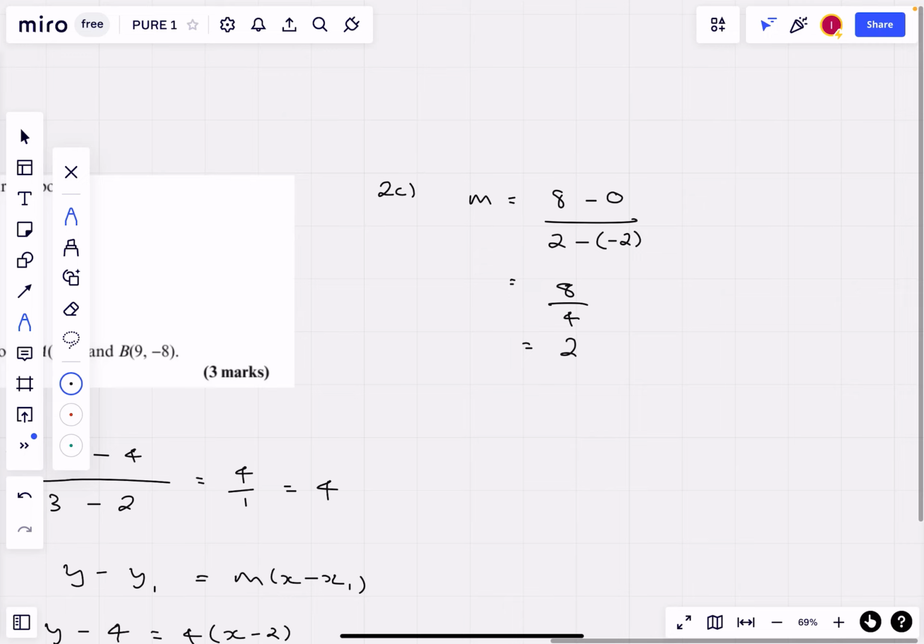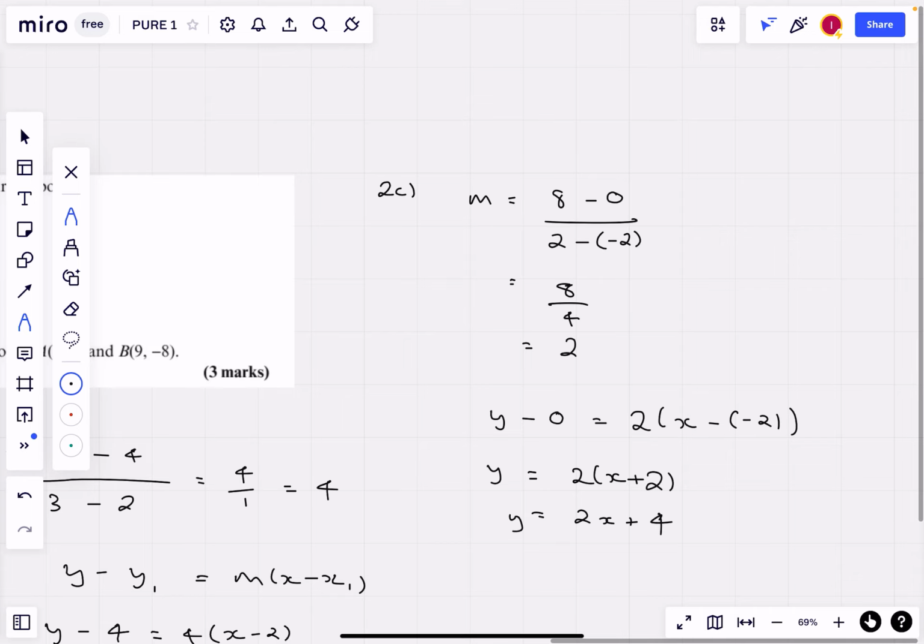And now I plug that into my straight line equation formula. So y minus 0 equals 2 times x minus minus 2. y equals 2 times x plus 4. So y equals 2x plus 8. That's my equation for the straight line. Oh, sorry. Hold on. My bad. It's x plus 2 in the bracket, and then 2 times that is 4.